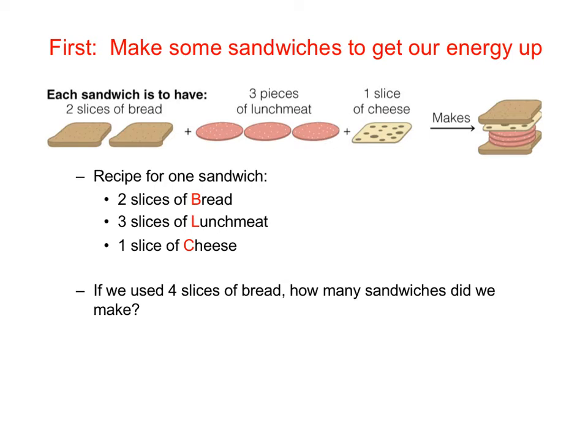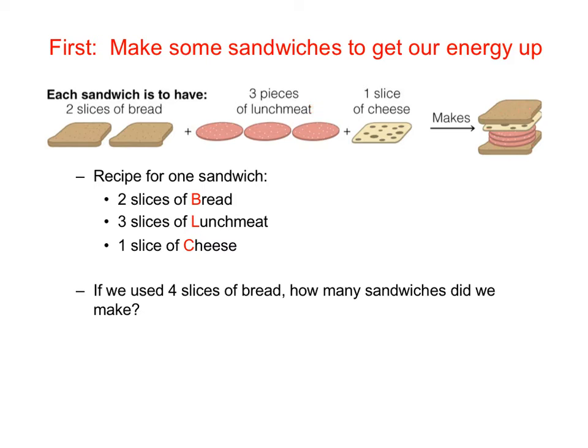I want to imagine that we're making sandwiches, and we have a particular recipe for this particular sandwich, where we're going to use 2 slices of bread, 3 pieces of lunch meat, and 1 slice of cheese. If I combine those exact ingredients, I'll make 1 sandwich.